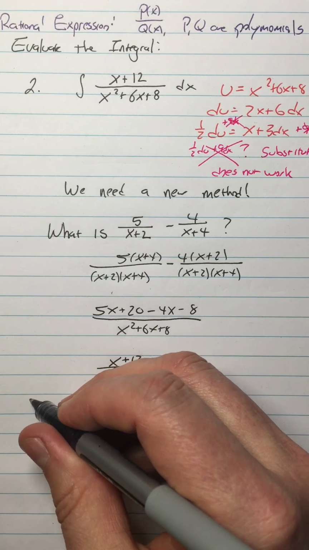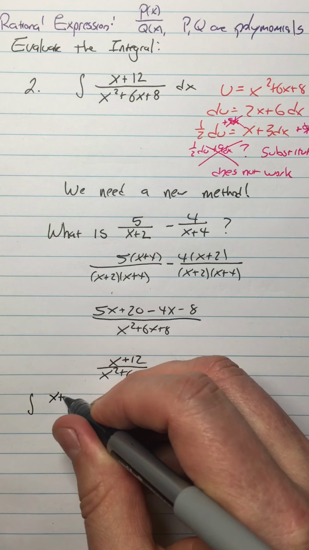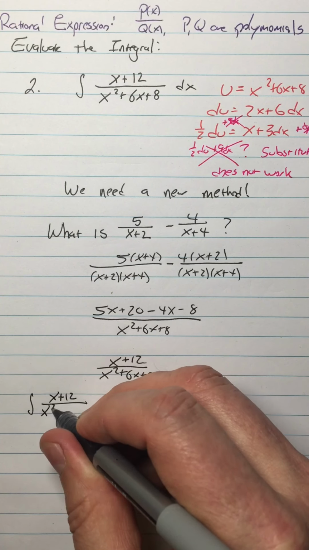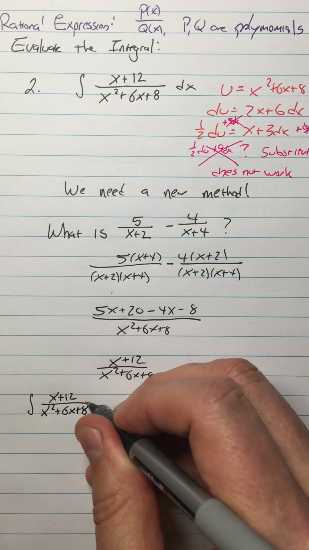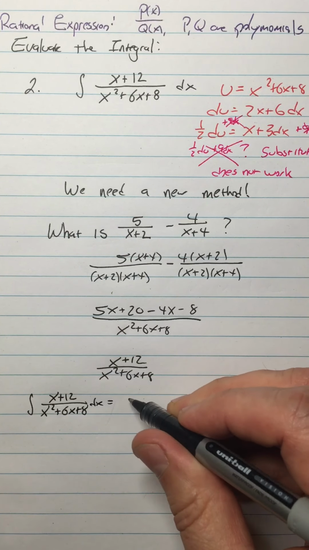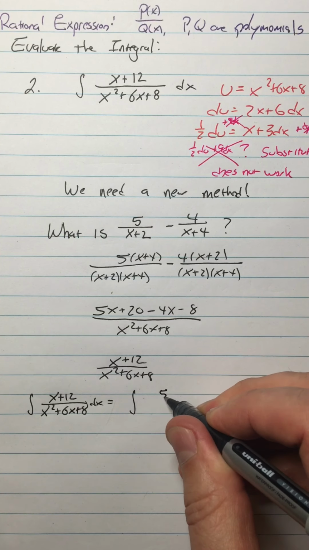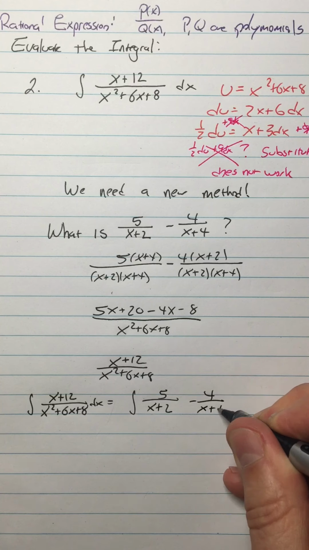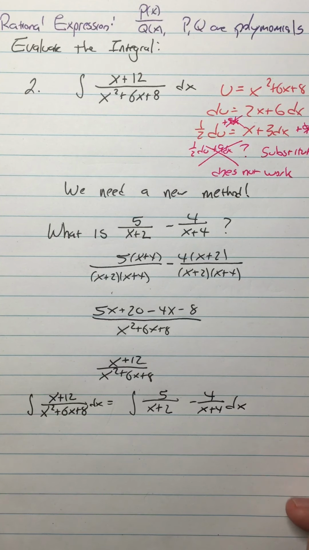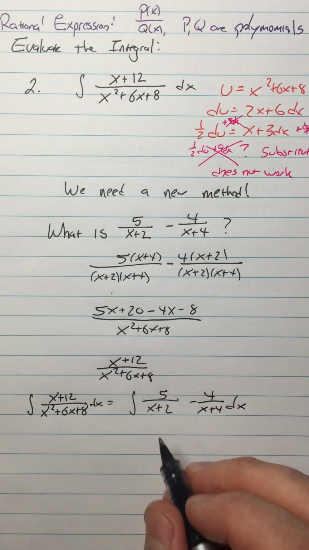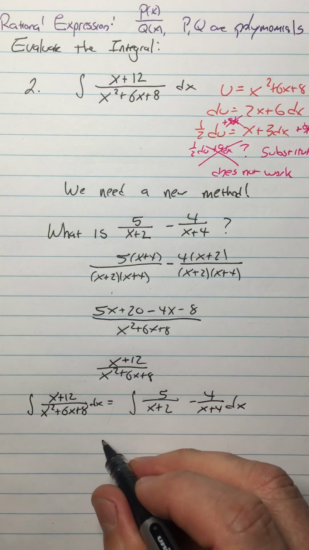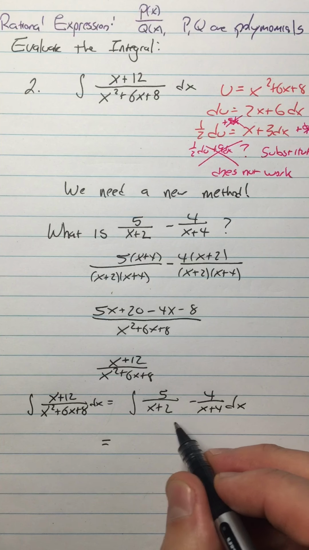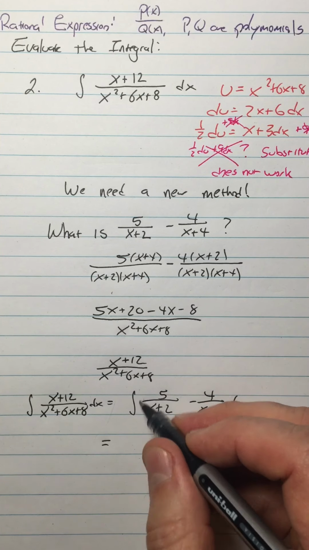So I'm going to say that my integral of x plus 12 over x squared plus 6x plus 8 dx, I'm now going to write as the integral of 5 over x plus 2 minus 4 over x plus 4 dx. Now, what I'll do is go ahead and split this up into two separate integrals. You can do that, by the way. We've done before where I combine two integrals into a single integral as long as the limits are the same or there are no limits.